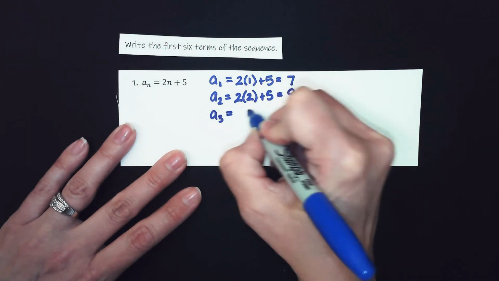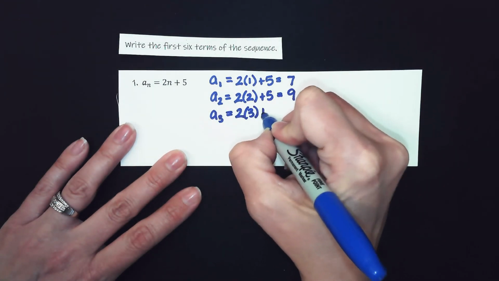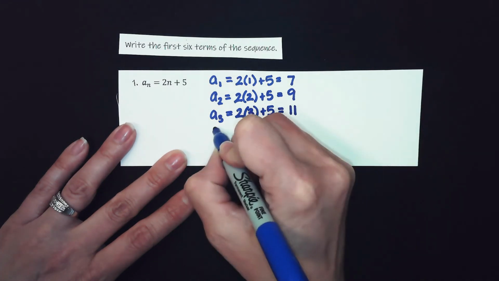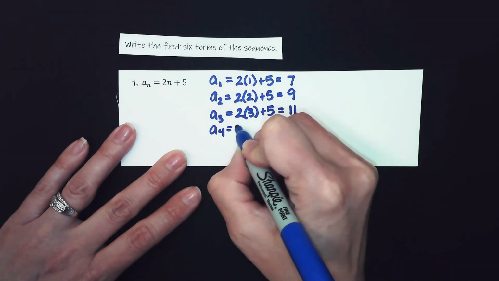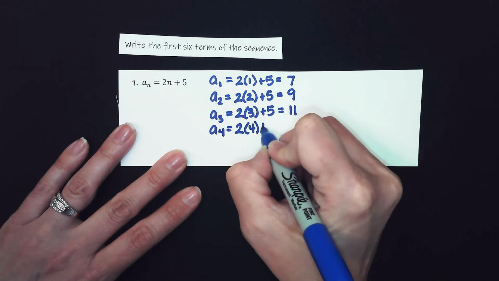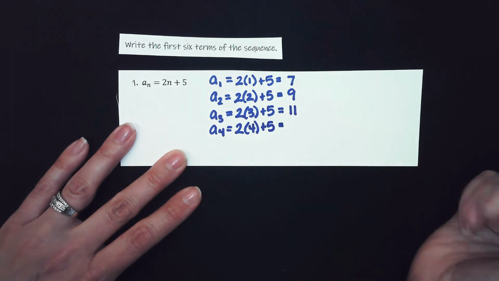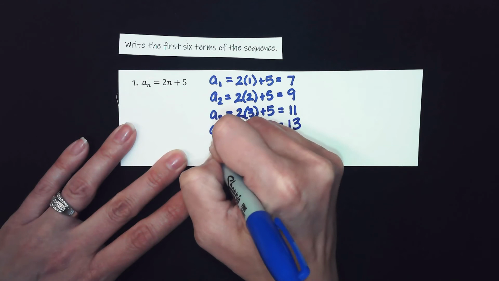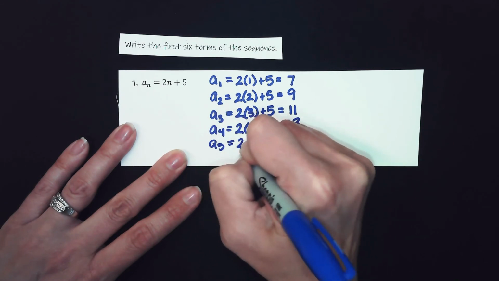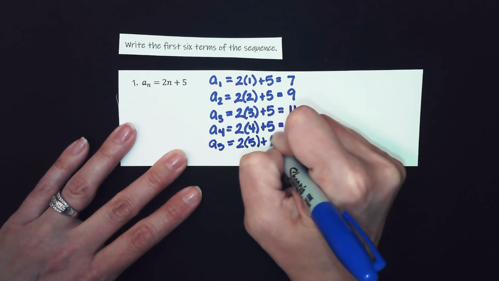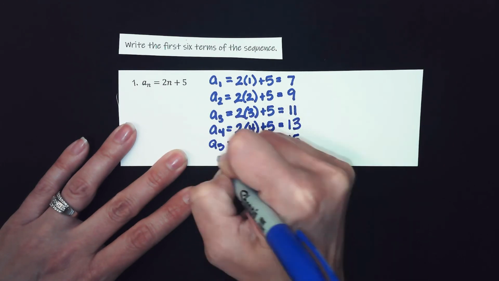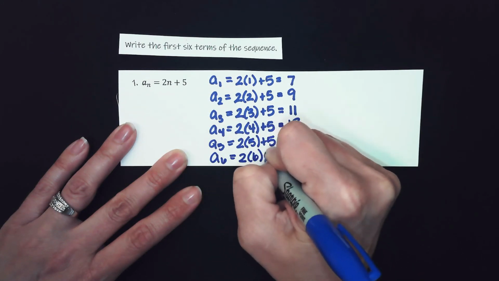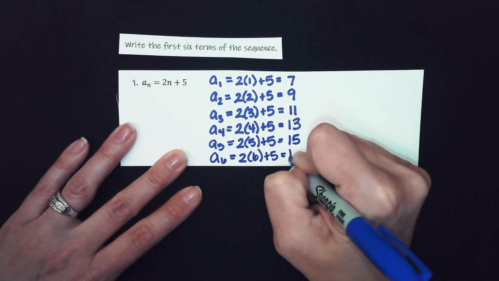A3 equals 2 times 3 plus 5. So that'd be 11. A4 is 2 times 4 plus 5. And that would be 8 plus 5, so it'd be 13. A5, 2 times 5 plus 5 is 15. And A6 is 2 times 6 plus 5, and that's 17.